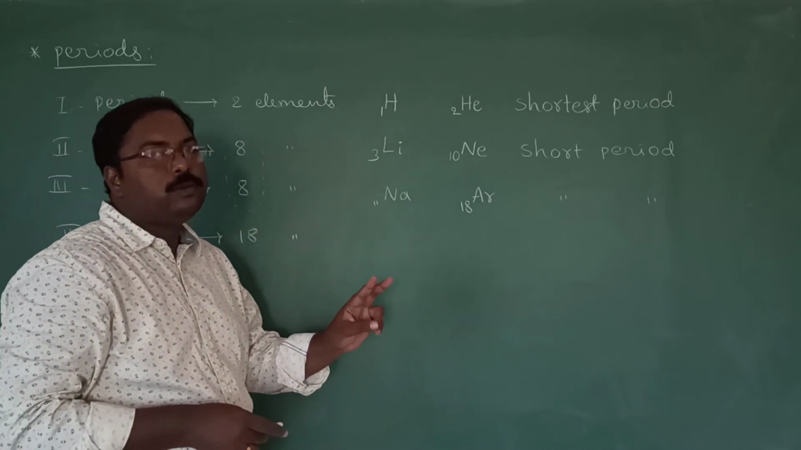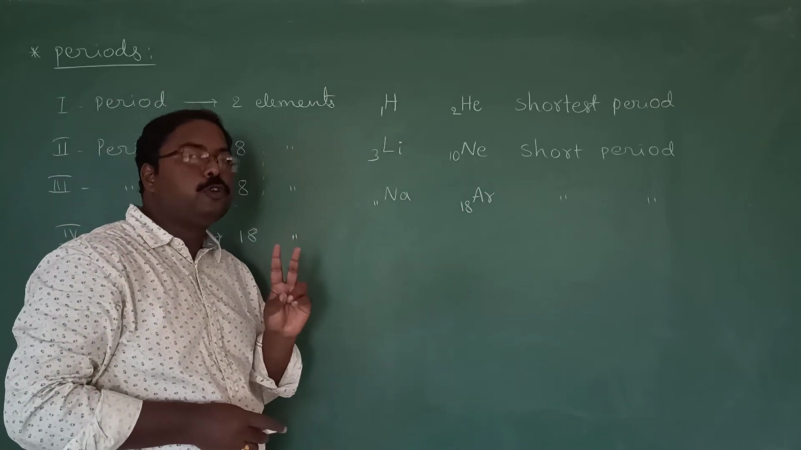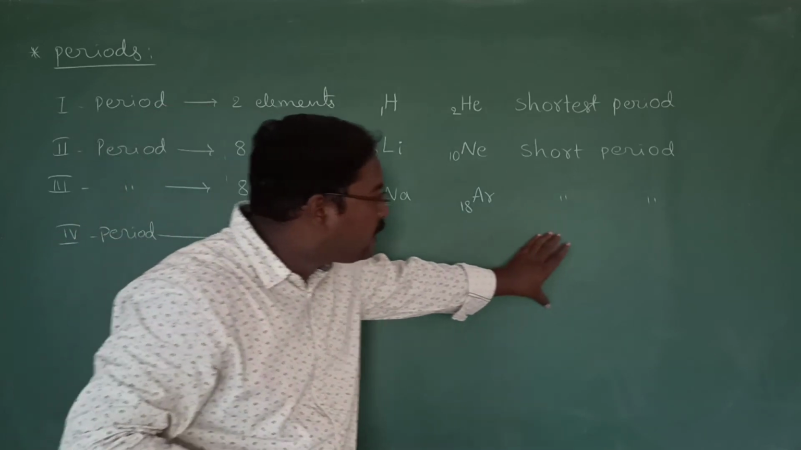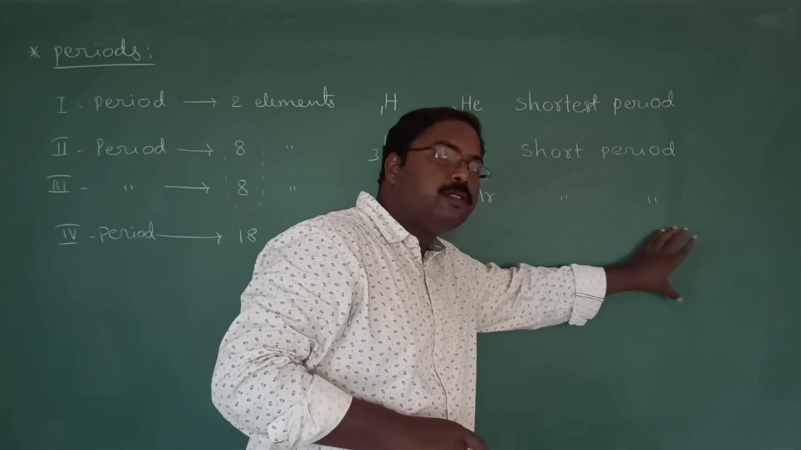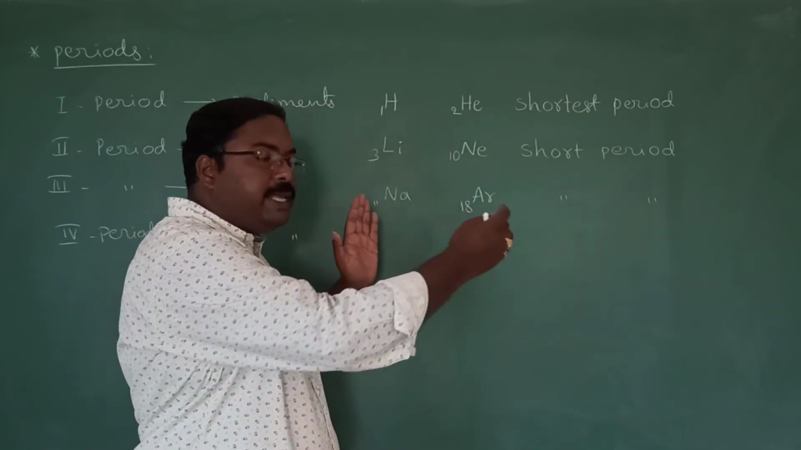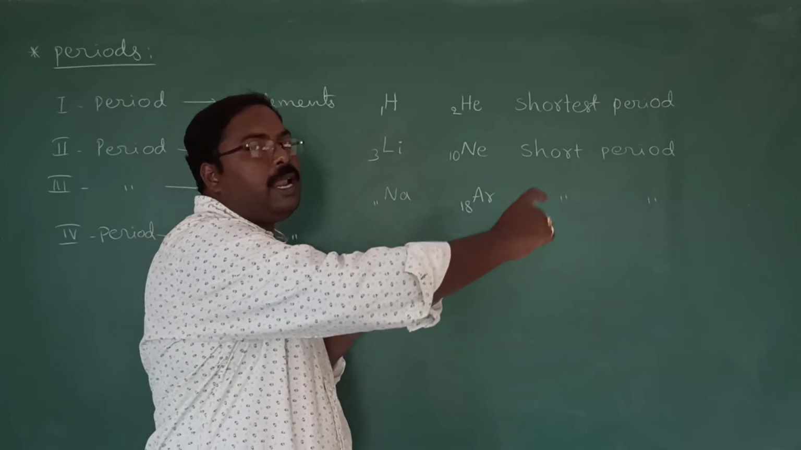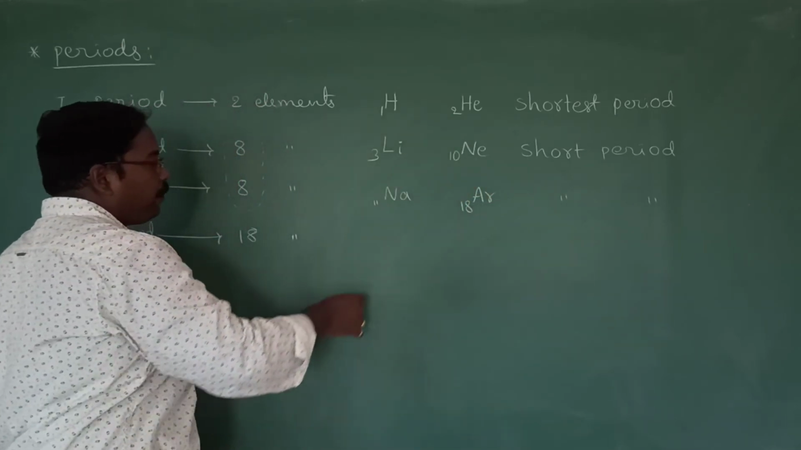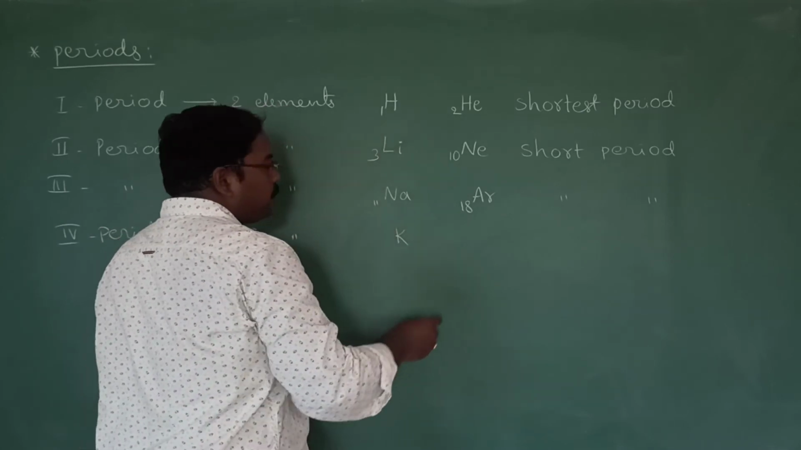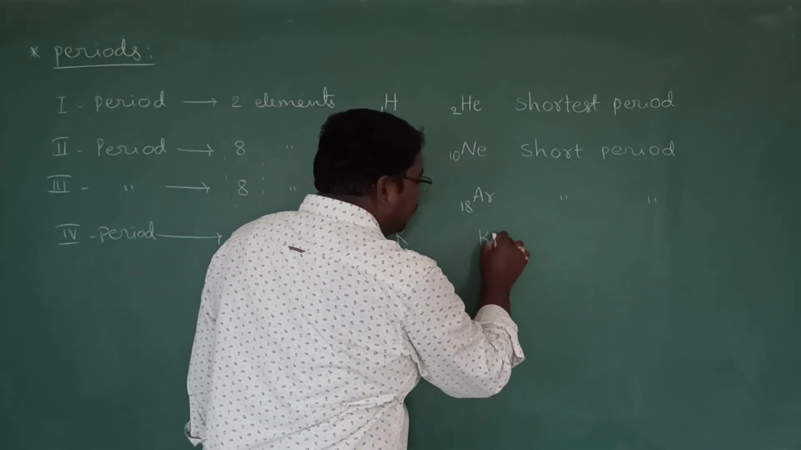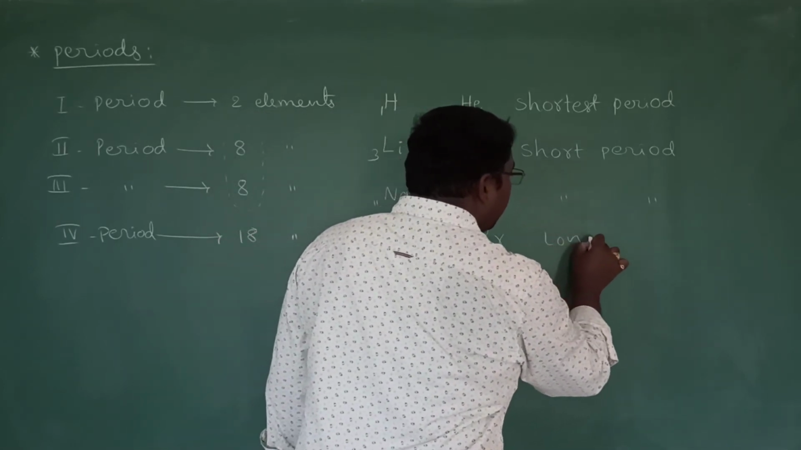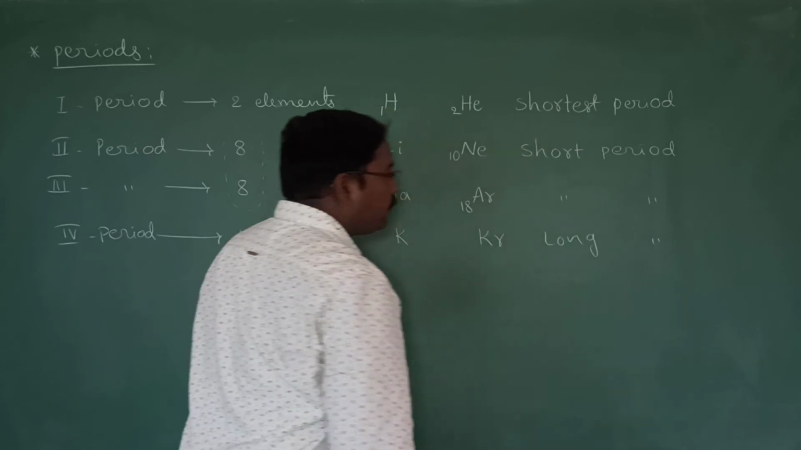The first two groups we call S block elements, and the last 6 are P block. We will discuss that further. Between them there will be 10, so a total of 18 elements will be there. It starts with potassium and ends with krypton. So this period is known as a long period.